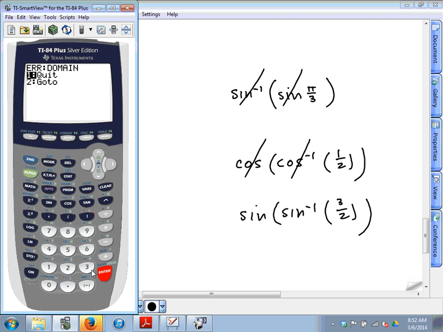Why does it say domain error? Because it doesn't fit in the domain. 3/2 is not in the domain. This is an impossible problem. Okay, and they will try to trick you with this. Don't just get into the habit of saying, all right, they cross each other out, boom, here we go.